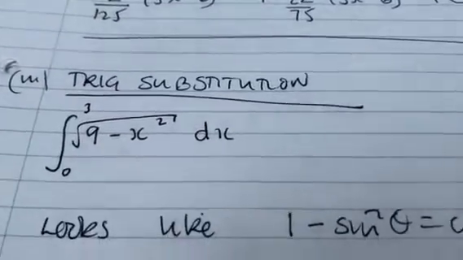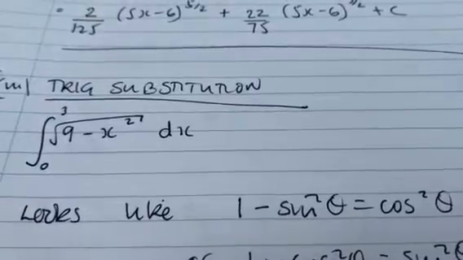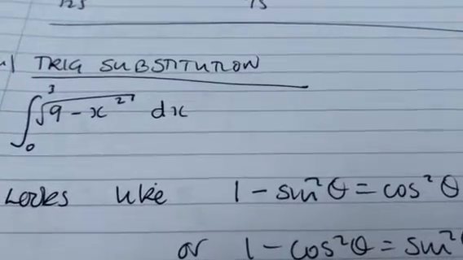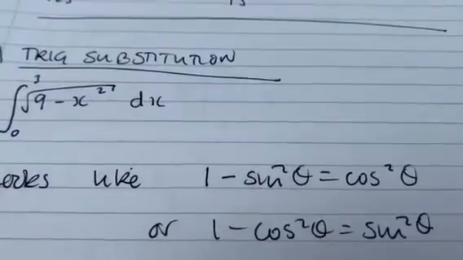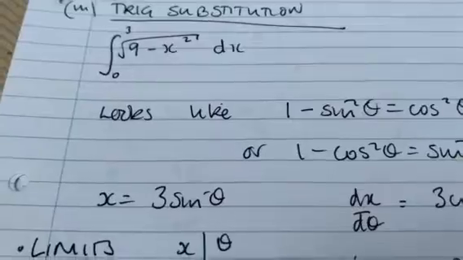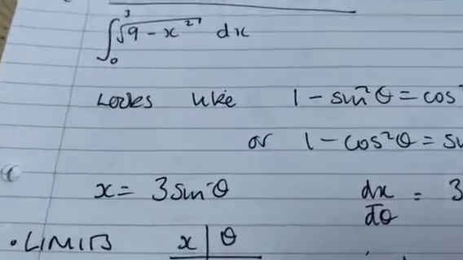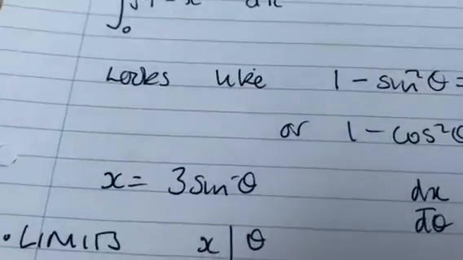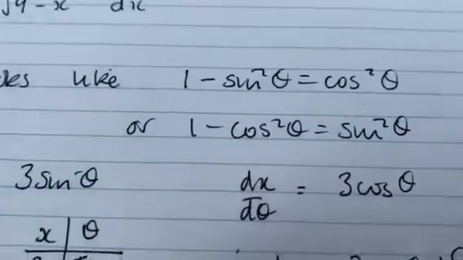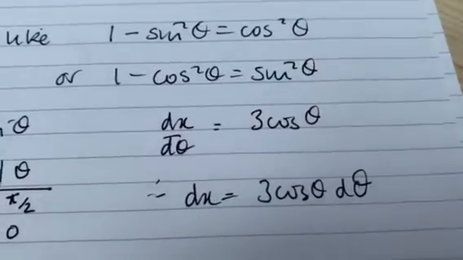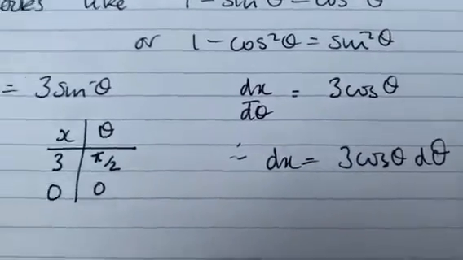So here's one with limits, and you are going to spot that it's written in the form where it looks a bit like 1 minus sine squared or 1 minus cos squared. So making the substitution, and they may well have told you to make the substitution, which would be good. I'm using the substitution x equals 3 sine theta. So dx d theta is 3 cos theta. So I've rewritten that to make dx the subject.